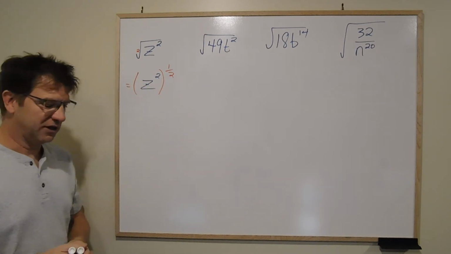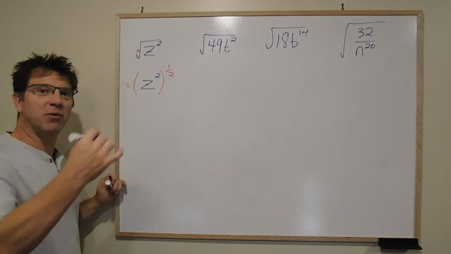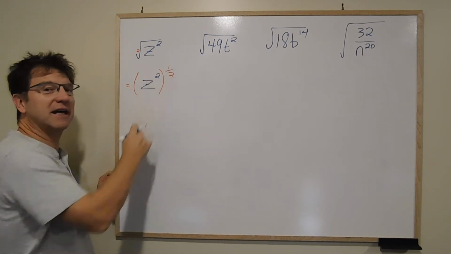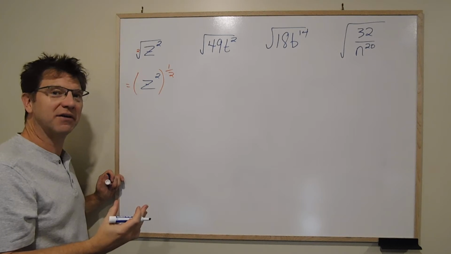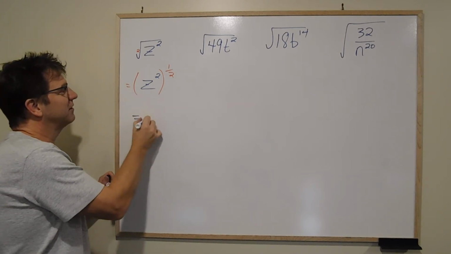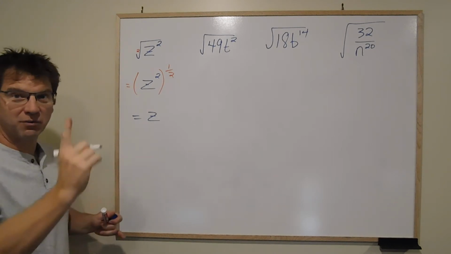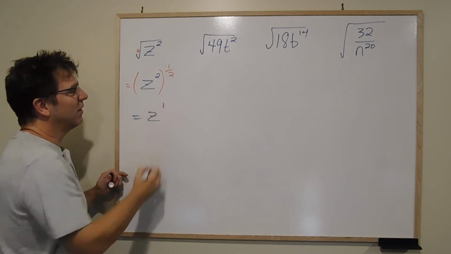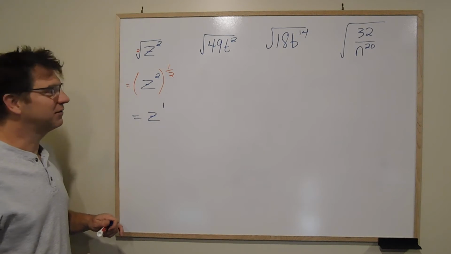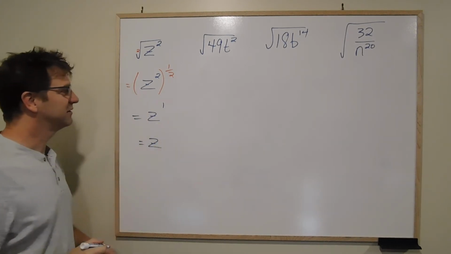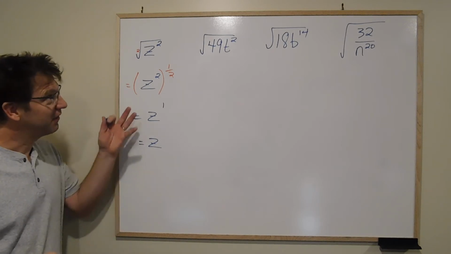The advantage here is from my exponent laws from a couple weeks ago. If I have two exponents like this, I multiply the exponents together. So if I multiply the exponents, well, 2 times 1/2 is just 1. So I have z to the 1, and as you know, mathematicians, we don't ever show the exponent 1, so we just show z. Okay? So that's how that one broke down.